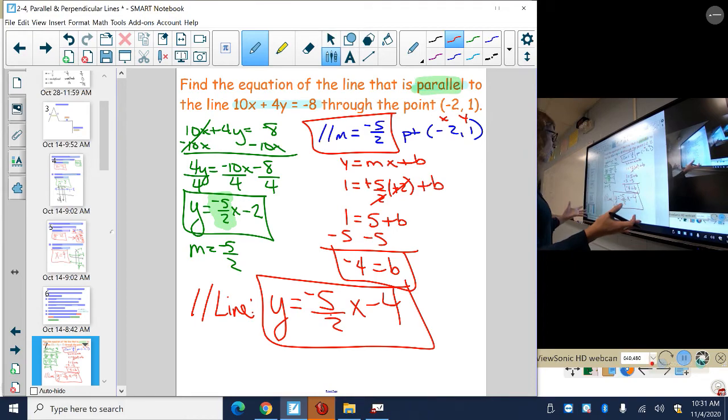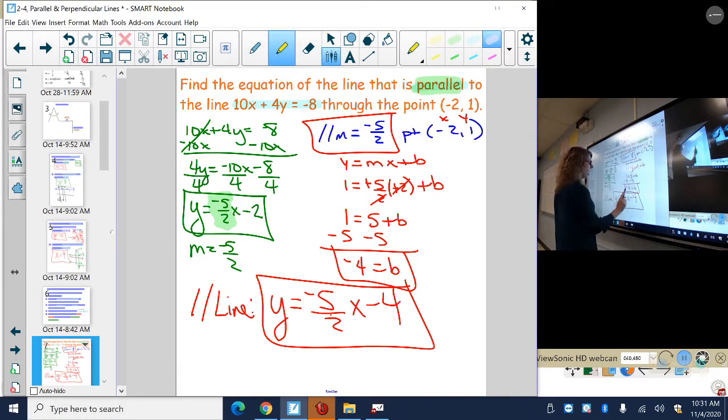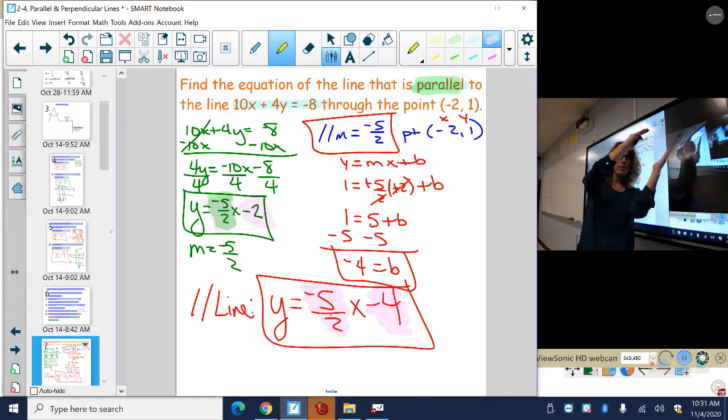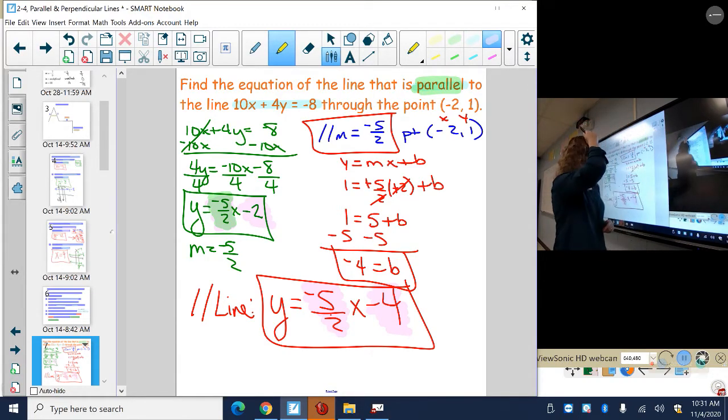Now, you can do a couple things to check to make sure that you are right. What do I mean by that? I can check this slope against this slope. They're the same. I know I did it right. I can check this y-intercept with this y-intercept and show that they are different because parallel lines have the same slope but different y-intercepts. Yes? So they have different y-intercepts. They never intersect at the same place. Okay? So with that being said, I have proven that they have the same slope, different y-intercepts, and I'm good to go. Okay?